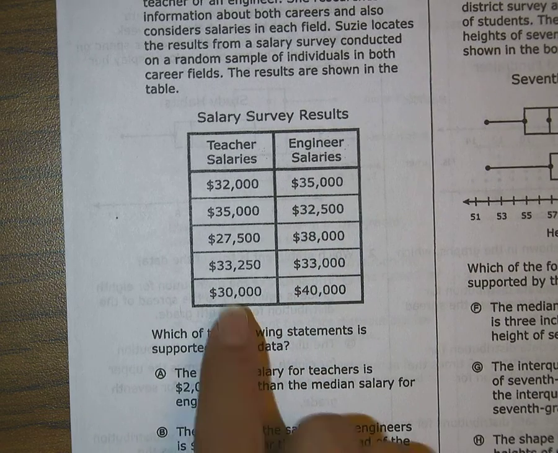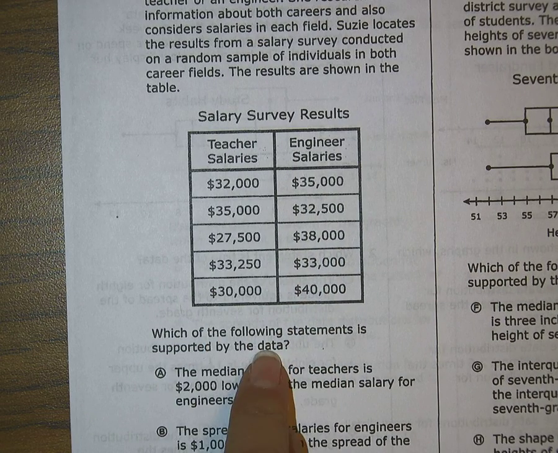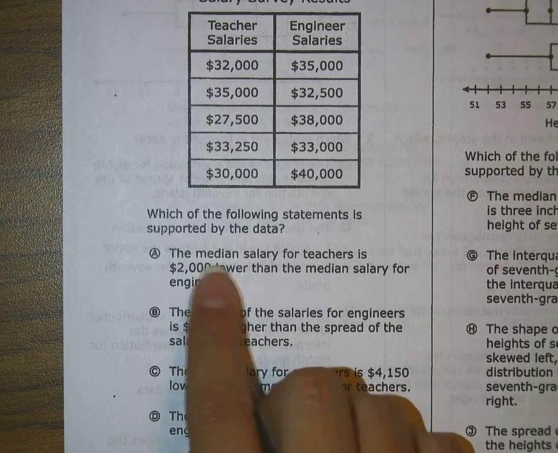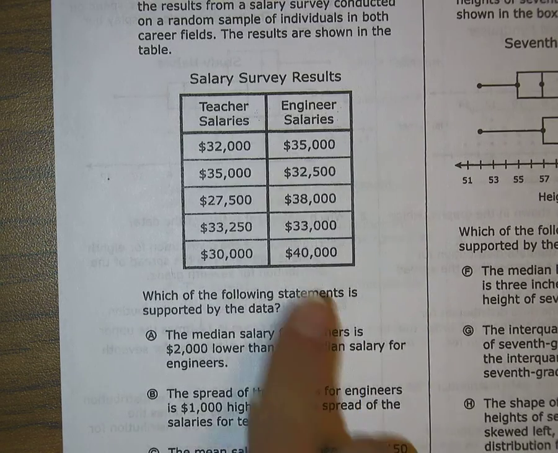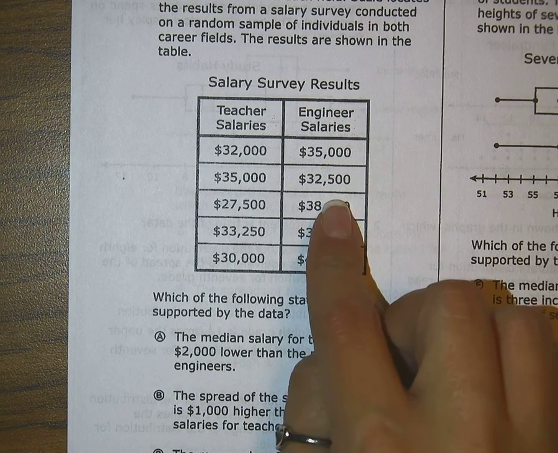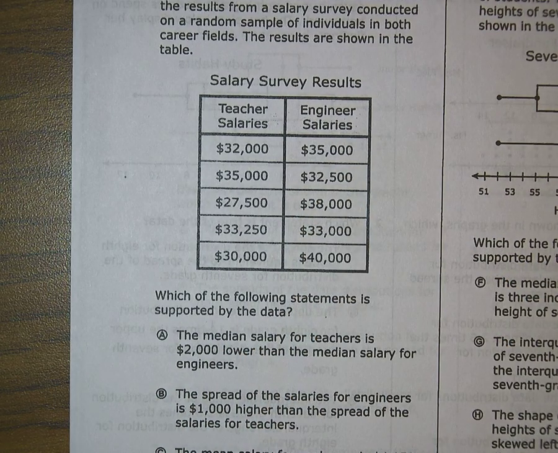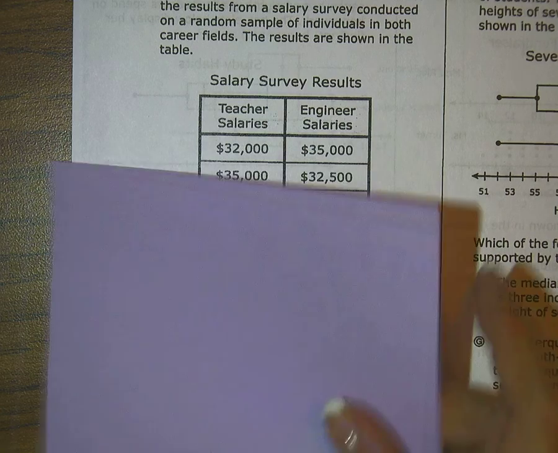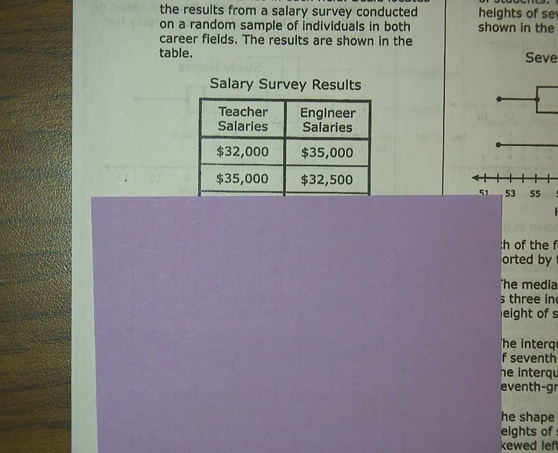But what I am going to do is it says which of the following statements is supported by the data. So letter A says the median salary for teachers. Well, first of all, in order to find median, I need to make sure that my numbers are put in order from least to greatest. So I'm going to grab a scratch sheet of paper and write these numbers in order.